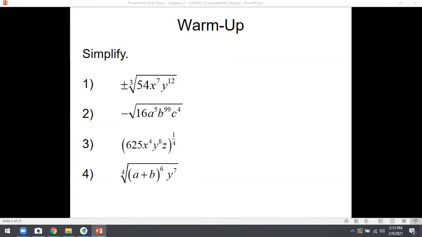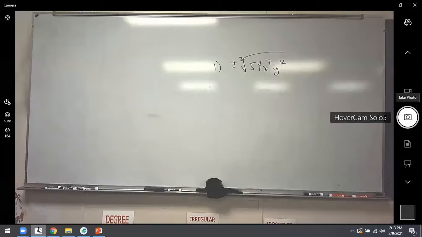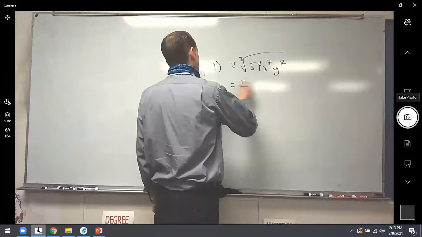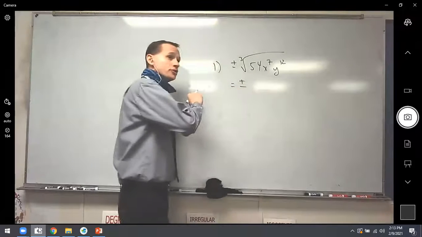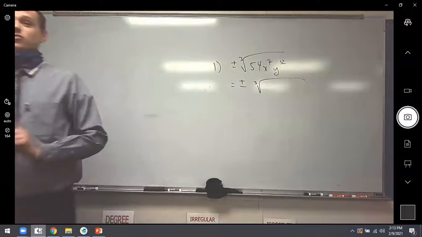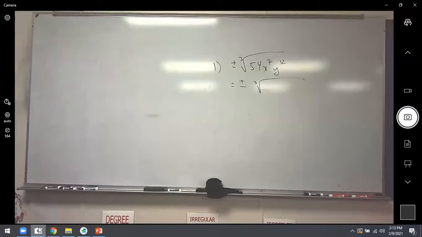Here we go. We've got plus or minus some root. Now the plus or minus really does nothing. It's just hanging out in front. Our real work is on the root. How do I simplify this root? Well, first off, it's an odd root, so you don't need to worry about absolute values for odd roots. Only for even roots is that really a concern. But the rest of the strategy will be the same.